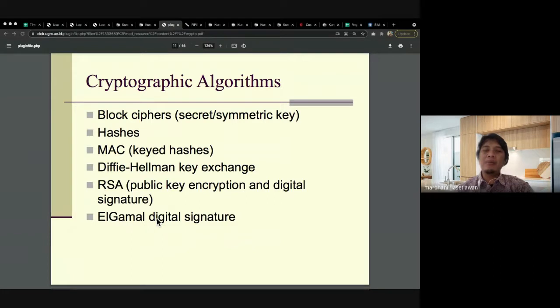So yeah, these are the cryptographic algorithms, the common methods in cryptography. I think you already know about the block ciphers that we mentioned in the early stage. Mostly they use a secret or symmetric key, and then we also use hashes, and MAC, which is keyed hashes. And then we also have the Diffie-Hellman key exchange, and RSA, public key encryption and digital signature, which is a combination. And ElGamal digital signature is also one of the very advanced cryptographic algorithms.